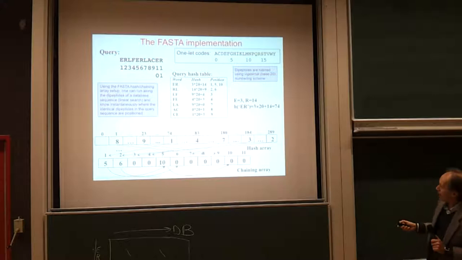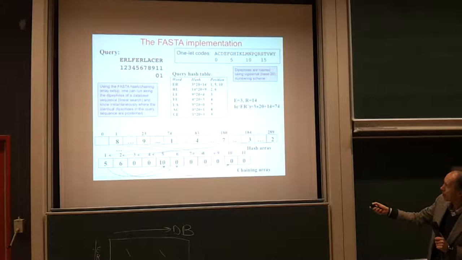What do we need to know? We want to store these three positions, 1, 5, and 10. Now look with me at the ER, where's the address, what was it again? What do we see here, 74? So you feed ER, the hash function says immediately, okay, your position information is to be found at address 74. Here you go, 74.